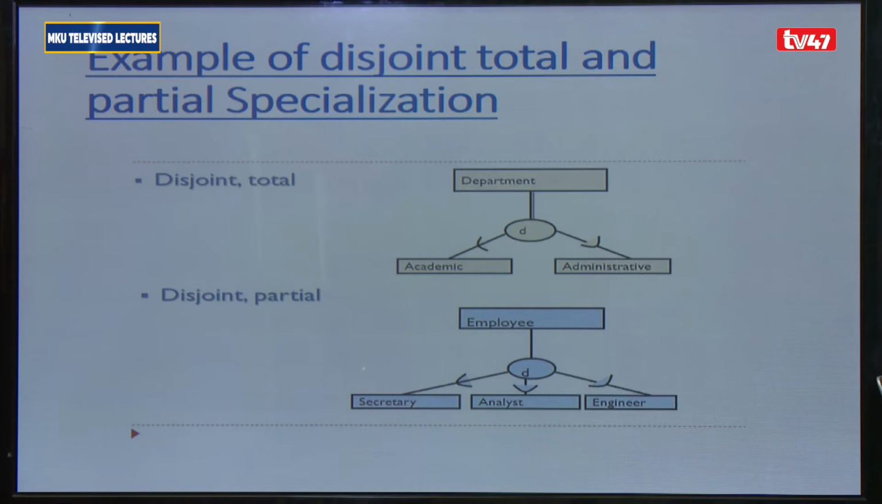specialization, and it's called the partial. The partial here is denoted using a single line. If you look at this diagram here, you will be able to see that it has a single line. The previous one had two lines. So the single line in this case means partial.